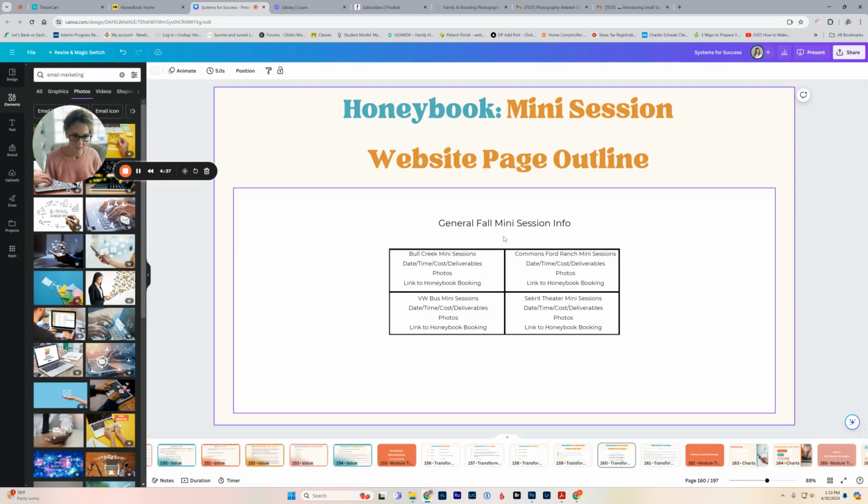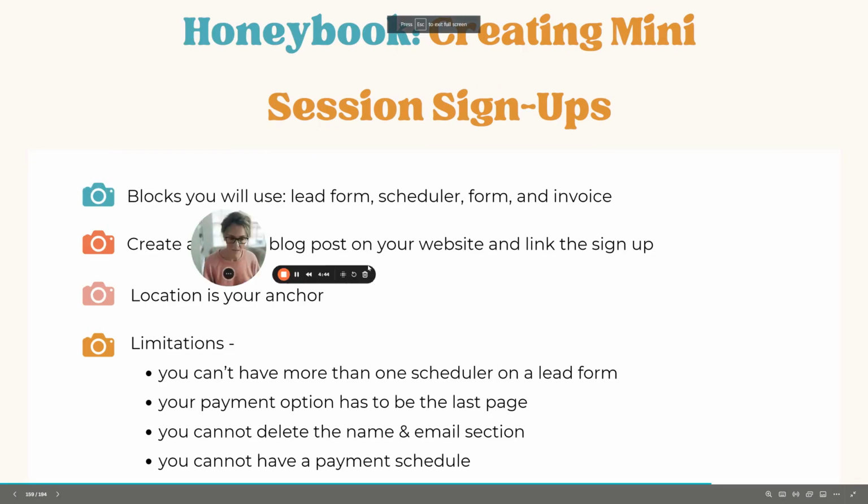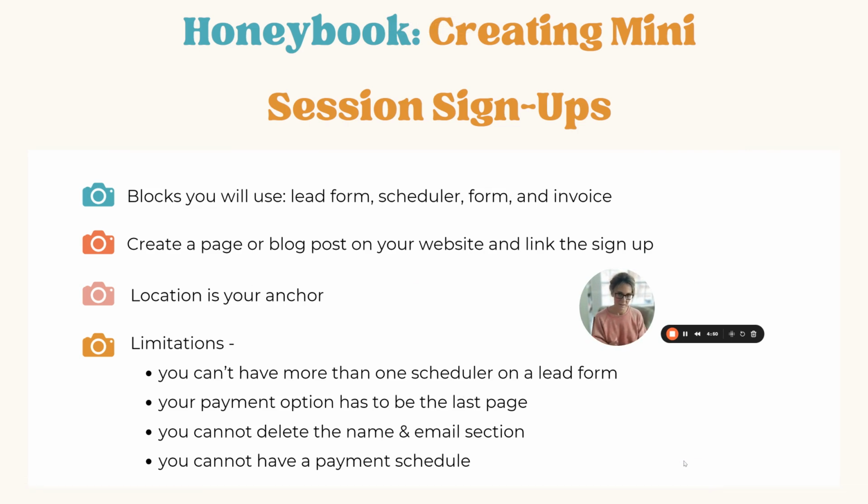And the reason we have to do it this way is because of these limitations. I just want to talk about them before I go in and build the signup form so that you can be aware as we're building it. So your limitations are you can't have more than one scheduler on a lead form. And a scheduler is very similar to Calendly. So if you've used Calendly before, you'll be very familiar with that. This is where the scheduler is anchored to your location. You could have multiple days connected to one location on your scheduler, but you can't have multiple locations.